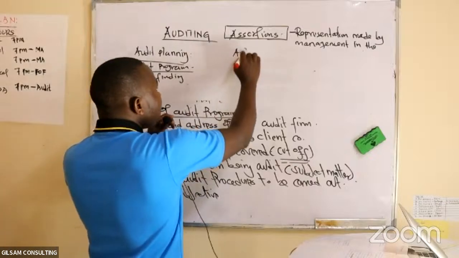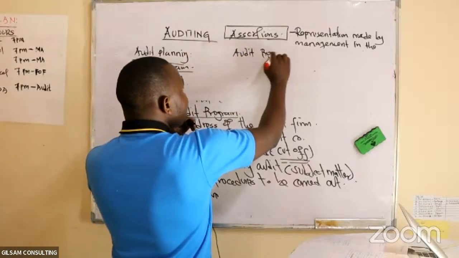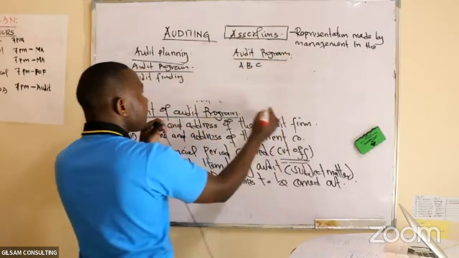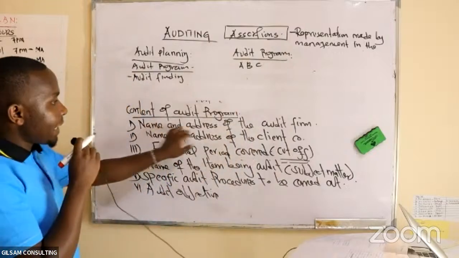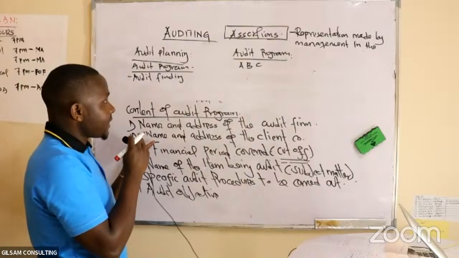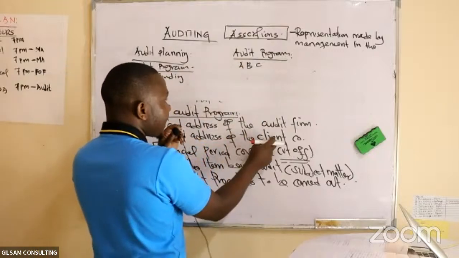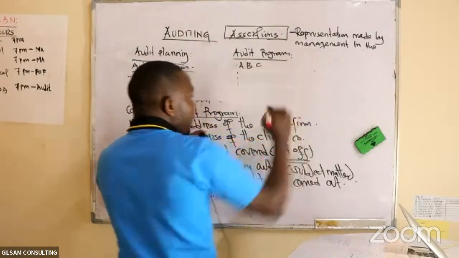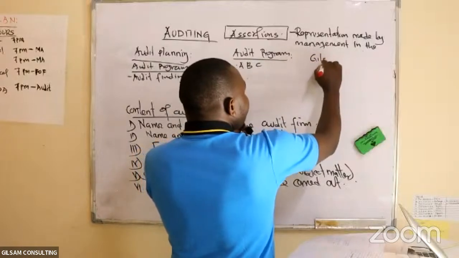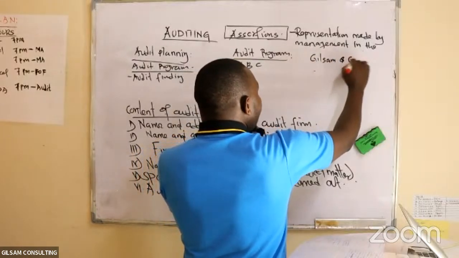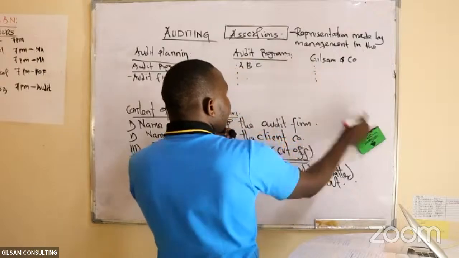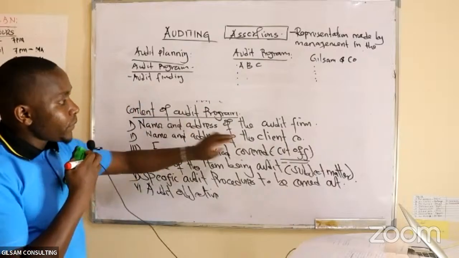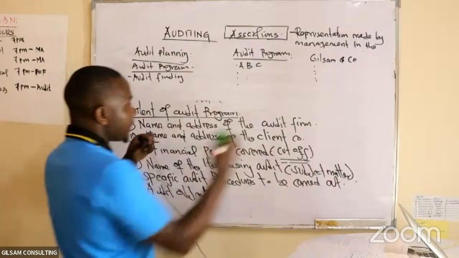For example, a sample of audit program should look like this. So you will have ABC company. We have been told we need the name and address of the company. So you can say ABC company, which is the client company. Give the address of that, and then come here, say we can call it Gilsam and Advocate and Company, and then give the address there. So now we are giving the address of the audit firm and the client company.